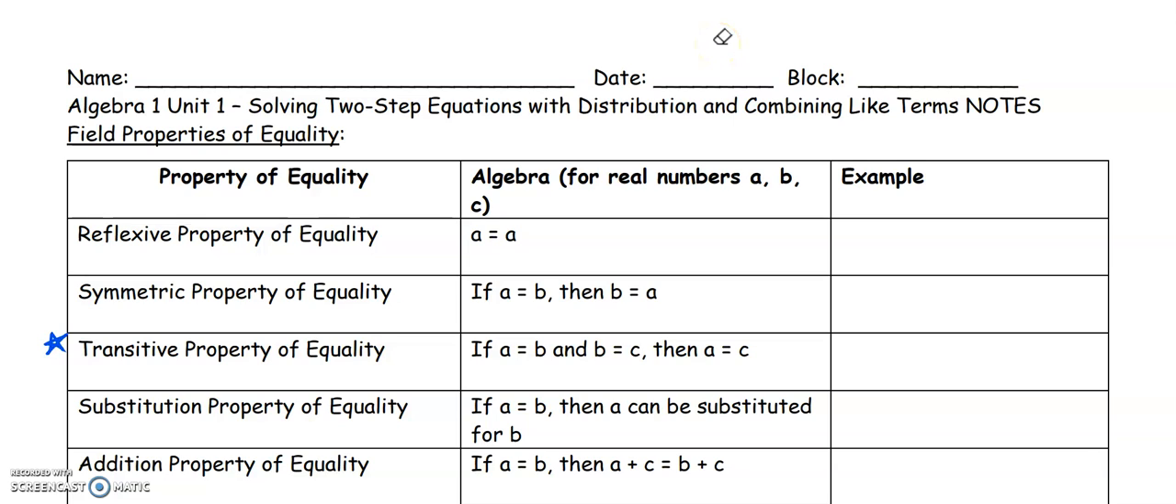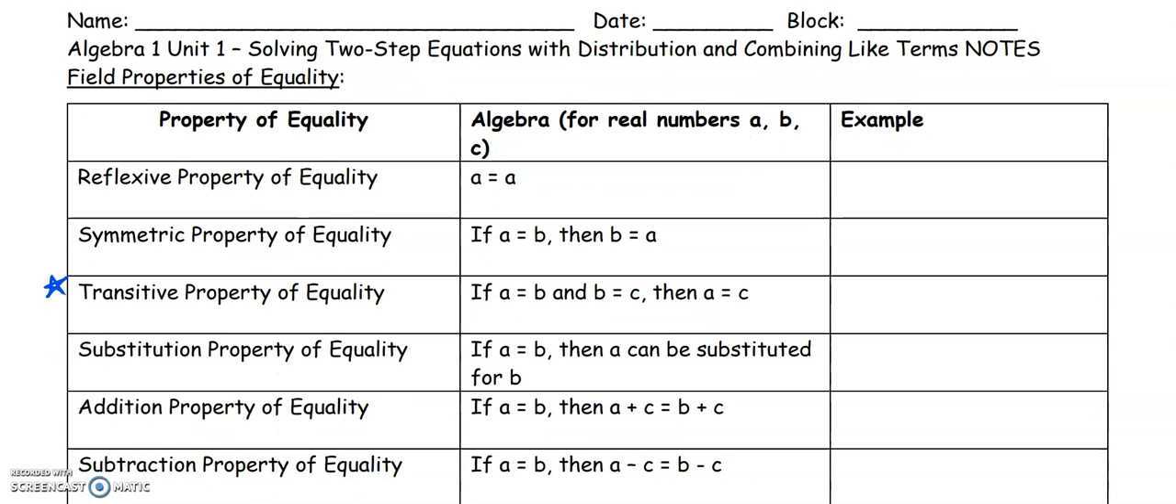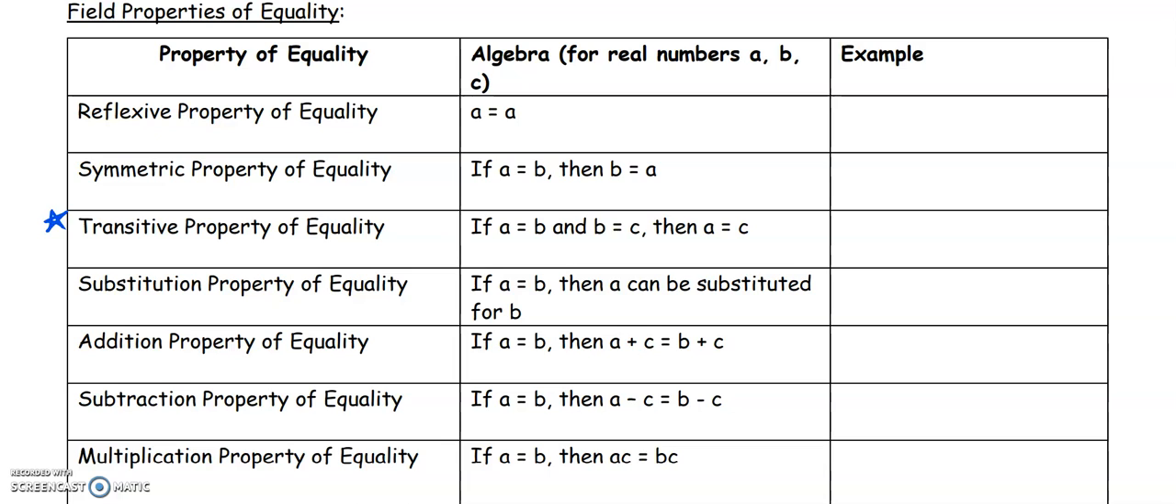Today's lesson is on solving two-step equations with distributing and combining like terms. We're also going to take a look at some field properties of equality. Our first field property is the reflexive property of equality, which just states that A equals A. So if I have a number 5 on the right side of my equation, it will equal the value of 5 also on the left side.